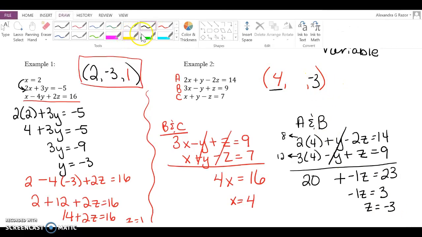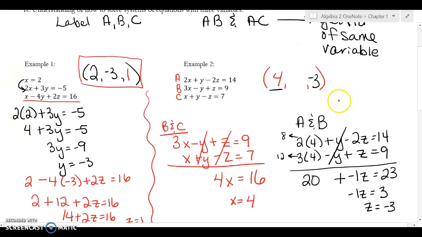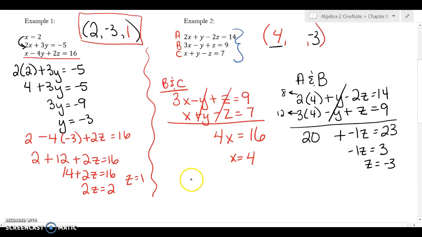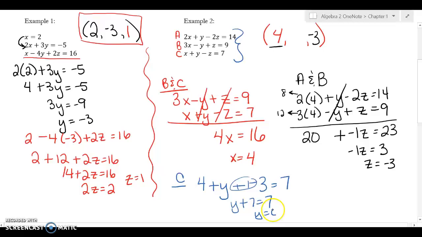Now what I can do is plug those two numbers, my x and z values, into any of these three equations to find my last answer for y. So I'm just going to use equation C because it doesn't have any coefficients, so that's a little nice. So my x is 4. I don't know my y. My z is minus negative 3 equals 7. So this becomes a plus. So I end up with y plus 7 is 7, so y equals 0. So this is another one that was a little nicer. And when I say a little nicer, you'll see what I mean when I get to the harder ones.